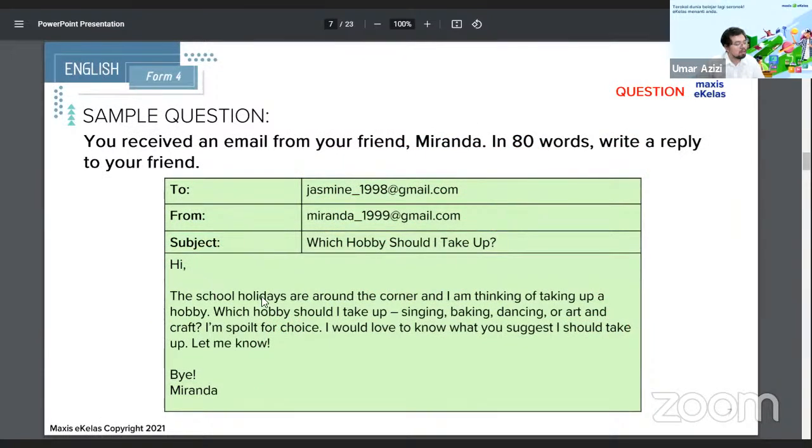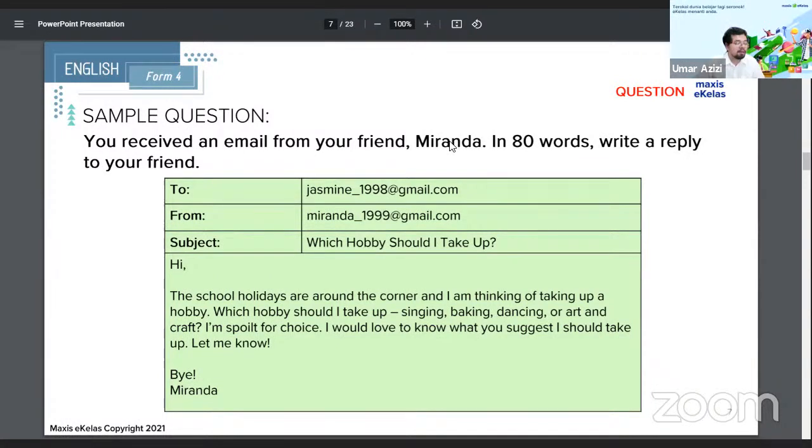Hi, the school holidays are around the corner and I am thinking of taking up a hobby. Which hobby should I take up? Singing, baking, dancing, or art and craft? I'm spoiled for choice. I would love to know what you suggest I should take up. Let me know. Bye, Miranda.